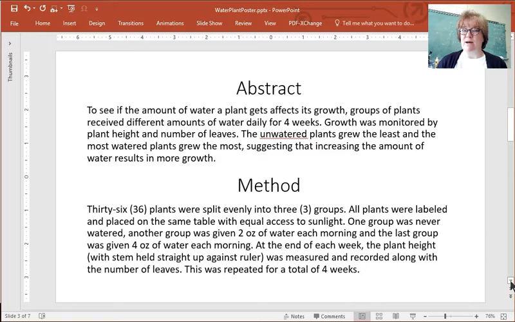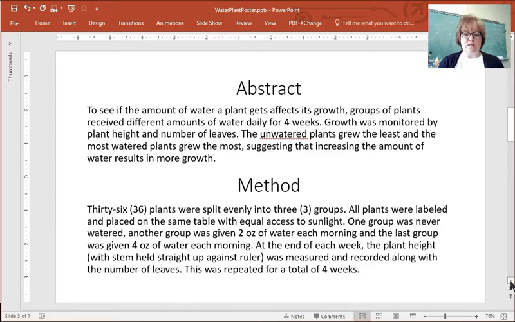So I'm talking about the fact that they all had the same sunlight. They were all in the same airspace, so that shouldn't have been a variable. One group was never watered. Another group was given 2 ounces of water each morning, and the last group was given 4 ounces of water each morning. And now I want to talk about how I measured it.